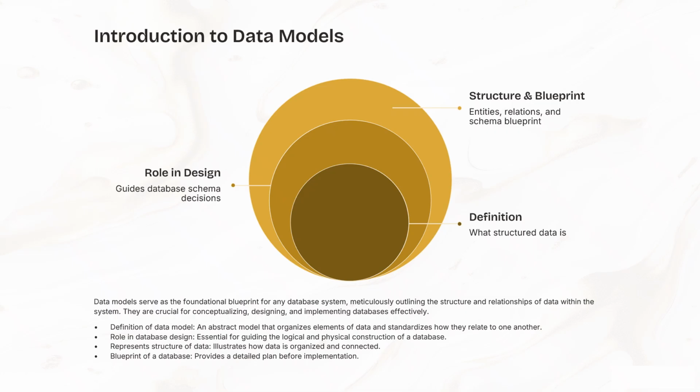The definition of a data model is an abstract model that organizes the elements of data and standardizes how they relate to one another. Its role in DBMS design is guiding the logical and physical construction of the DBMS. It represents the structure of data, that is, how the data is organized and connected. It is the blueprint of databases and provides a detailed plan before implementation.